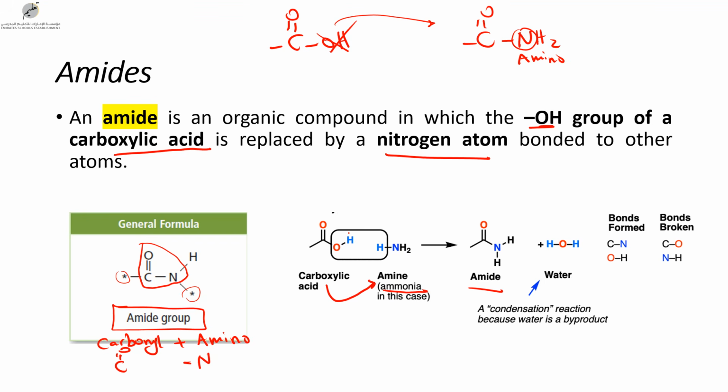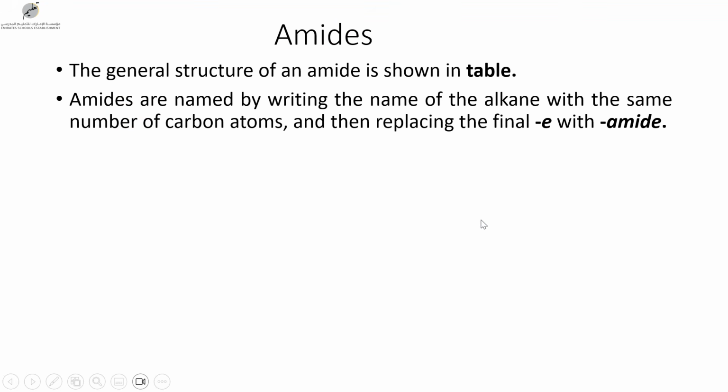So what will happen is that OH from here and H will go together to form water, and then the NH2 will replace them. And this is called the condensation reaction, which we will have a look at in the end. So this is an example of a condensation reaction. And this is how we form an amide, okay? So you have a carbonyl group, and the carbon of the carbonyl group is bonded to nitrogen. This is an amide, okay?